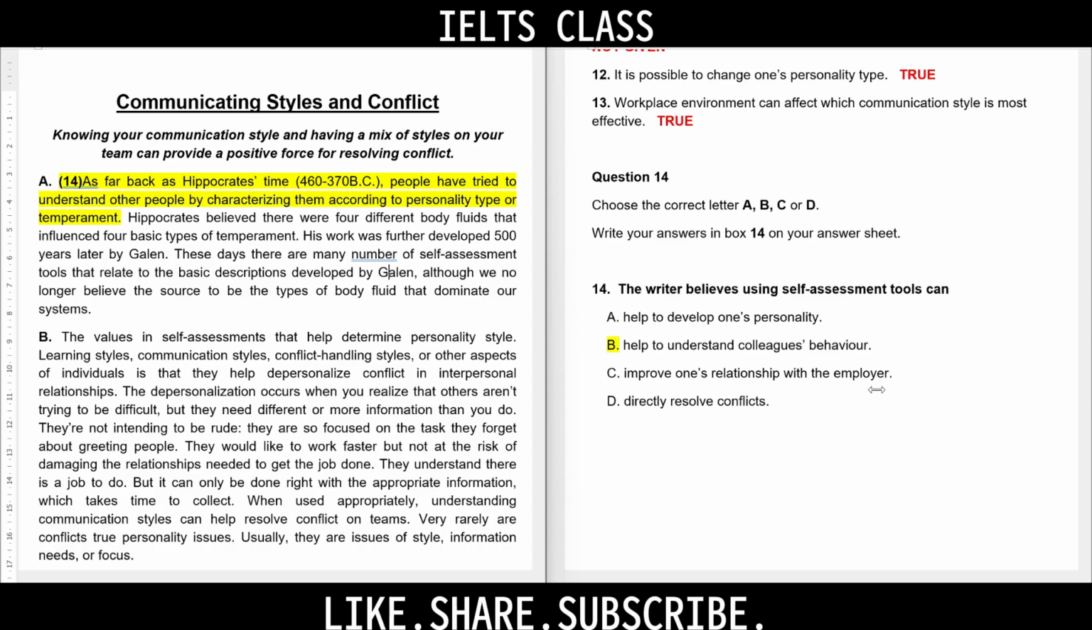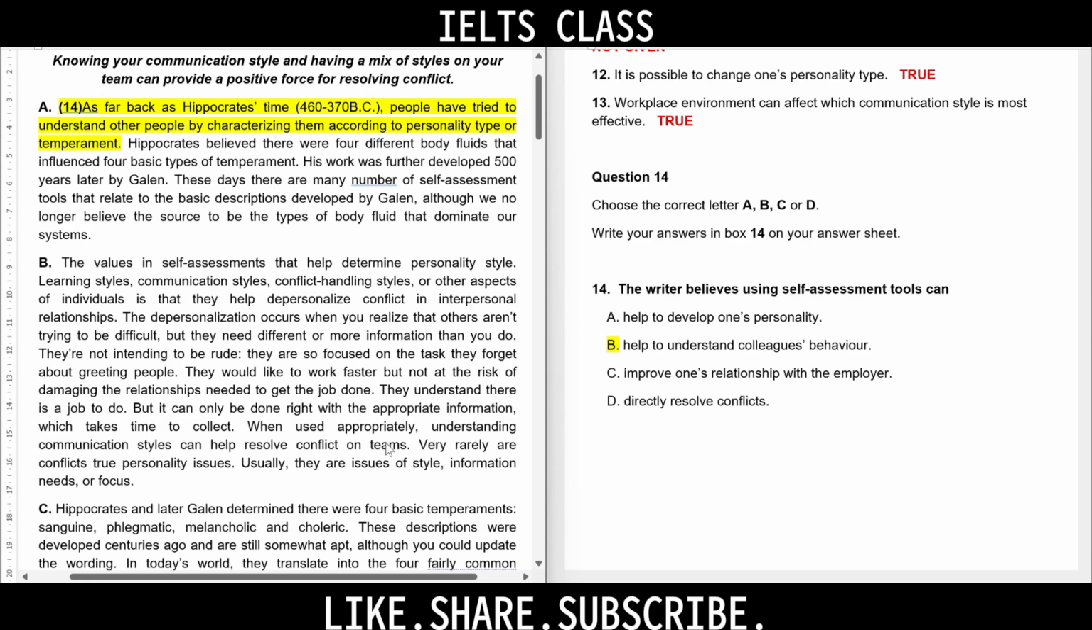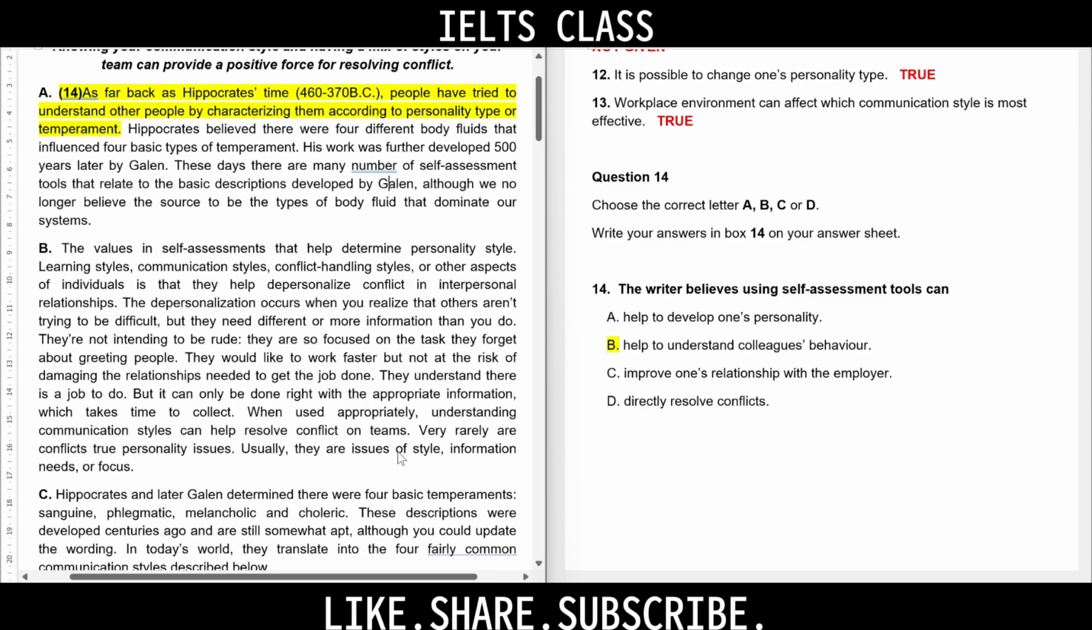So using self assessment tools does not improve one's relationship with the employer. We have not read about this in the whole passage. Using self assessment tools can directly resolve conflict. So, again, this is very tricky, because they have written here that communication styles help depersonalize conflict in interpersonal relationships. They help resolve conflict on teams. But what helps resolve conflict on teams? Understanding communication styles.